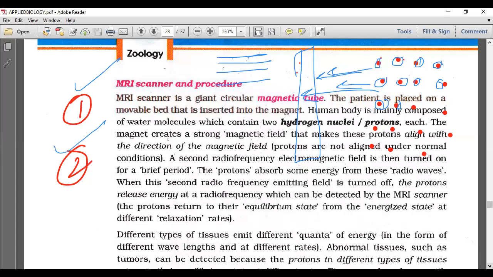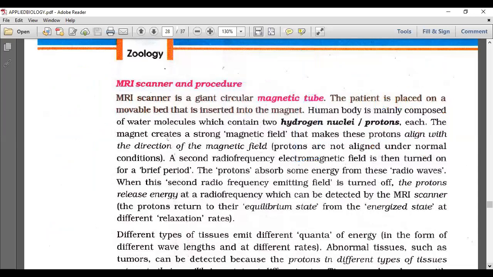What happens after the switching of the second magnetic field? That's it. These 3 points, if you remember. The main is going to be two. There are two magnetic fields that you have to remember. Second is a radio frequency electromagnetic field that for a brief period will arm. Okay, so that's it about the MRI scanner and their procedure.